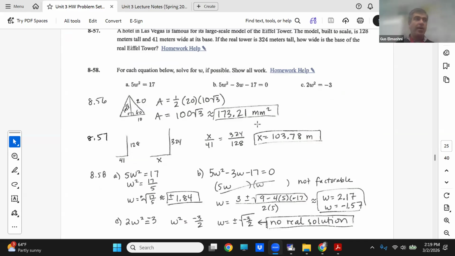Like 2 times 2 is 4. Negative 2 times negative 2 is 4 still. But to get negative 4, that'd be weird, right? But yeah, you say no real solution, right? But there's something called an imaginary solution, which you won't learn for another year. For now, just say no solution. That's totally fine. I agree.